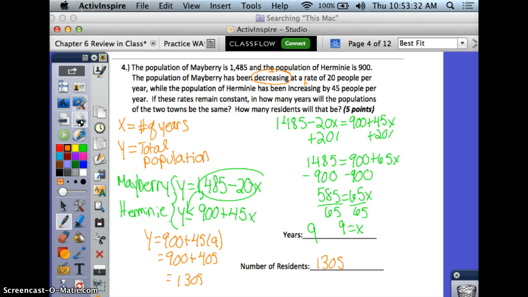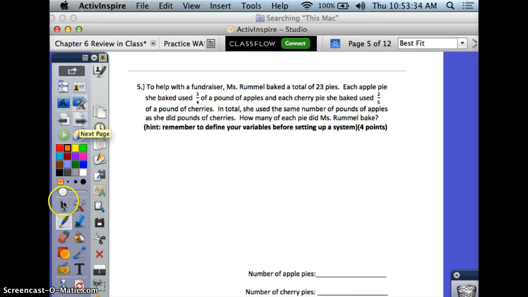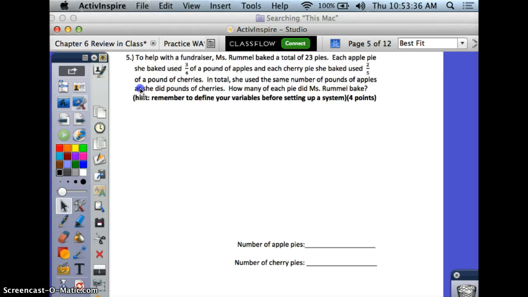Number 5, this one you really had to think about and really think about your clues. To help with the fundraiser, Miss Rummel baked a total of 23 pies. Each apple pie she baked used 3/4 pounds of apples, and each cherry pie she baked used 2/5 pounds of cherries. In total, she used the same number of pounds of apples as she did pounds of cherries. How many of each pie did she bake?